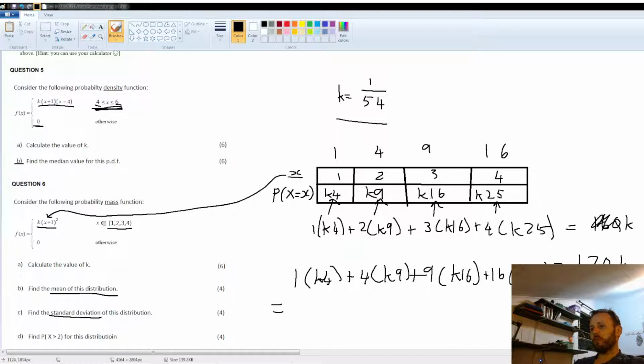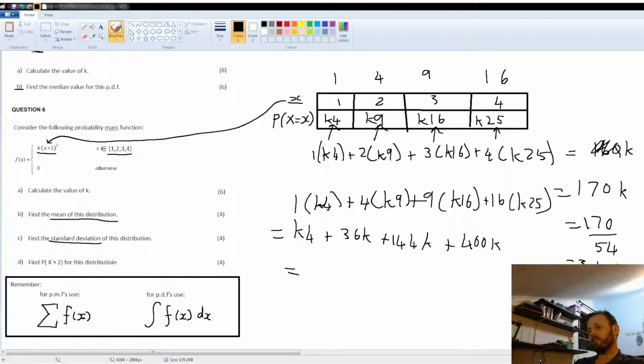And okay, we may as well add this up. What does this give you? This gives you k4 plus 36k. Okay, for some reason I swapped my orders there, I don't know why. This is 144k, and lastly 16 times 25 is 400k. Let's add them all up. What do we get? 4 plus 36 plus 144 plus 400. I get 584k.